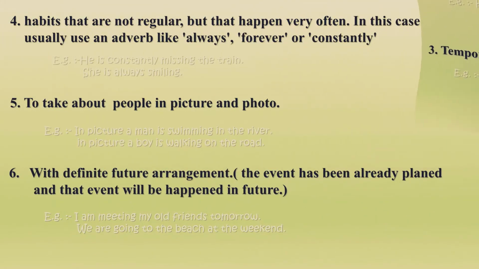And also the present continuous tense is used with habits that are not regular but that happen very often. In this case, we usually use an adverb like always, forever and constantly. Examples are: He is constantly missing the train. She is always smiling.